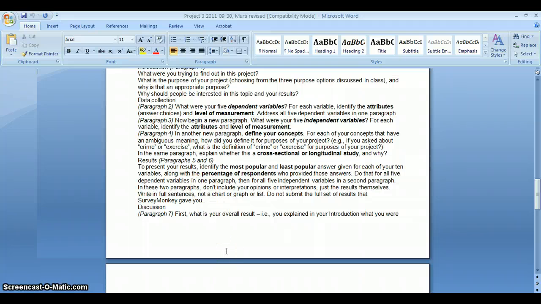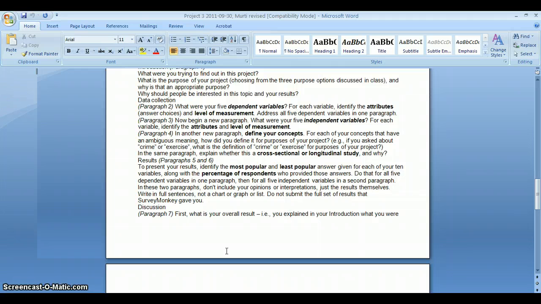So first you identify the most popular and least popular answer given for each of your 10 variables, or the answer given most often for each question, the answer given least often for each question. This is where coding can really help. If you have those numbers attached to different responses, you can readily look at the numbers and figure out what your most and least popular answers were, and give the percentage of respondents who provided those answers.